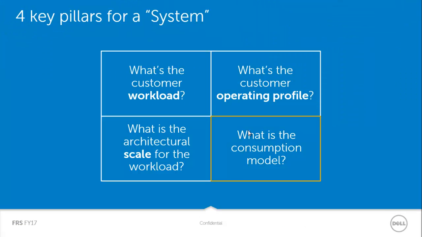Let's look at this by, when you design a system, right, what are the four things that you always look at? Well, the first thing you look at is what is a customer's workload? What are they trying to deploy on the infrastructure? Two is what is the customer's operating profile? Are they a VMware shop? Are they a Microsoft shop? Are they a Fibre Channel customer?